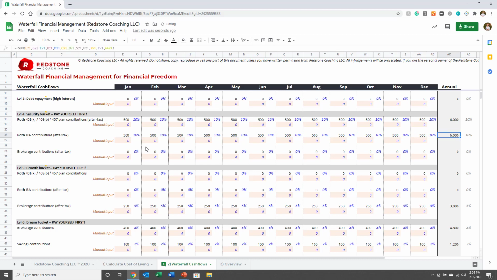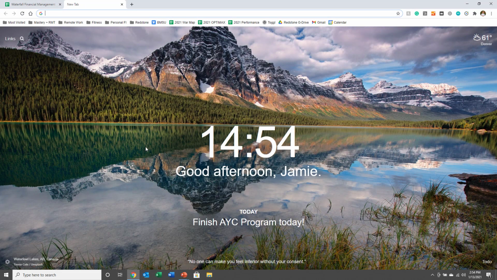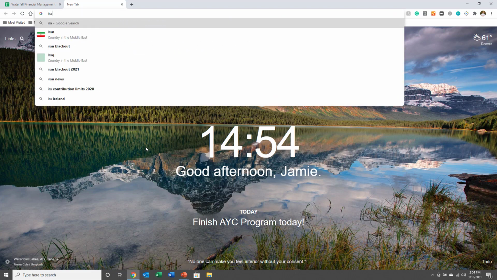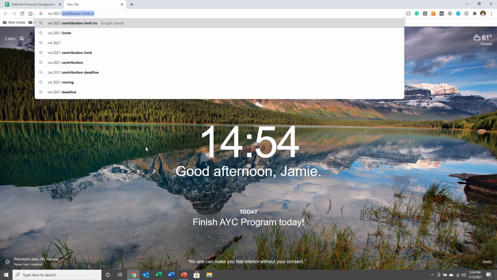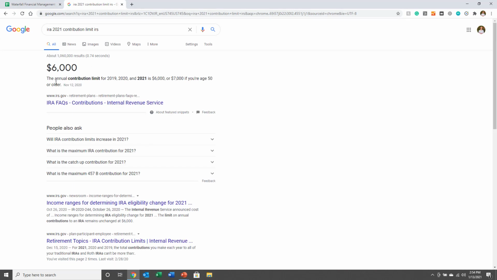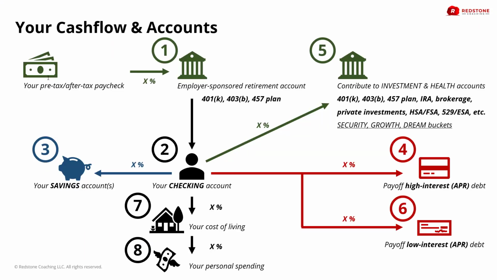Cool, 6,000. And I believe that's right. As an example of how you can look up contribution limits, if we do IRA 2021 contribution limits, the annual contribution for 2019, 2020, 2021 is 6,000 for most people, or 7,000 if you're age 50 or older. All right, so sweet. We know 6,000 is the limit.